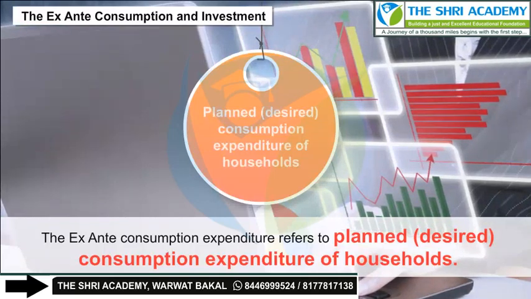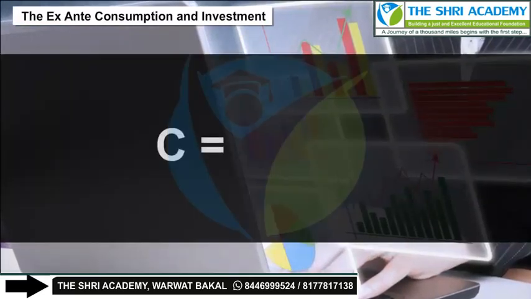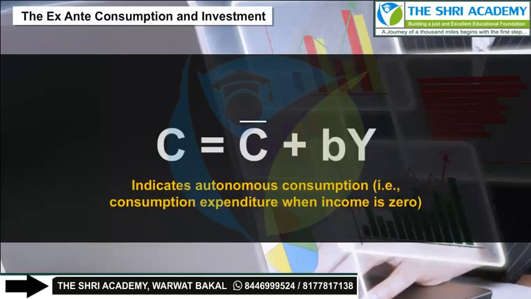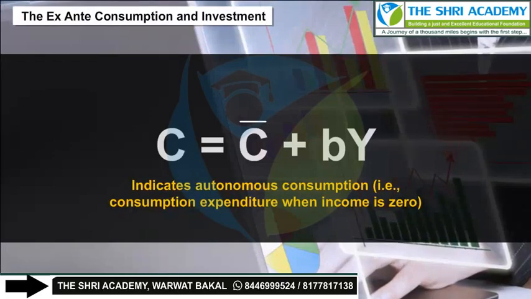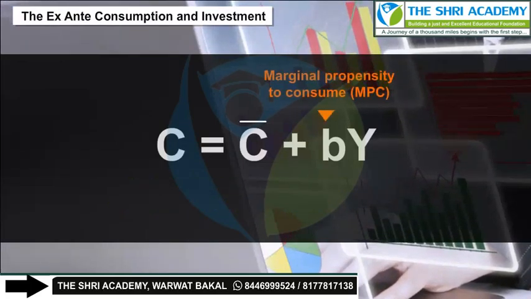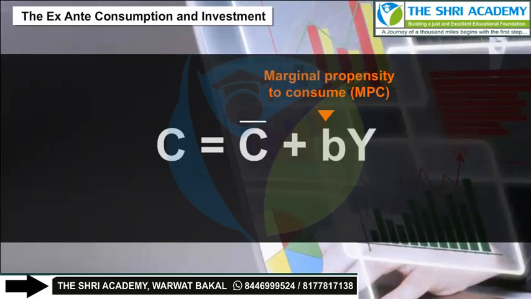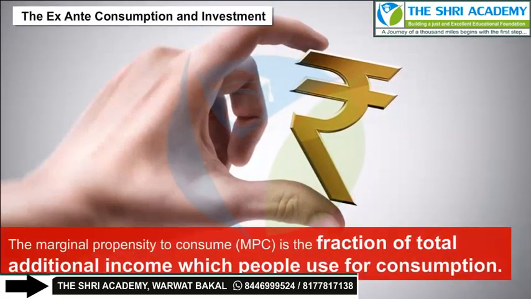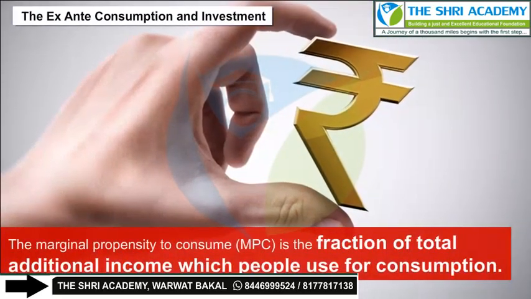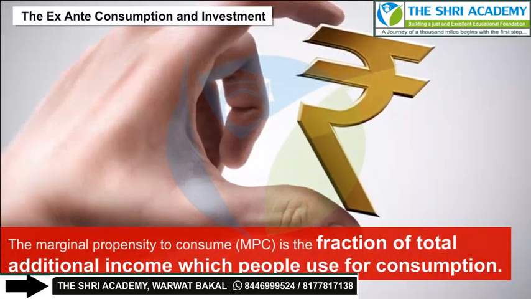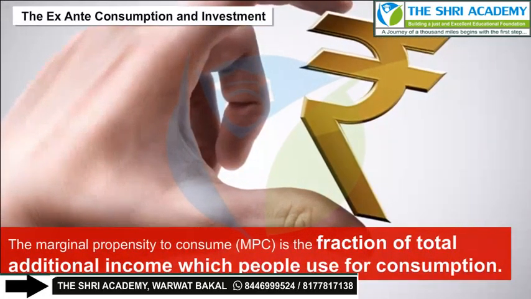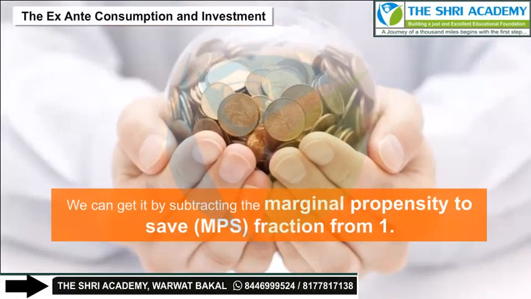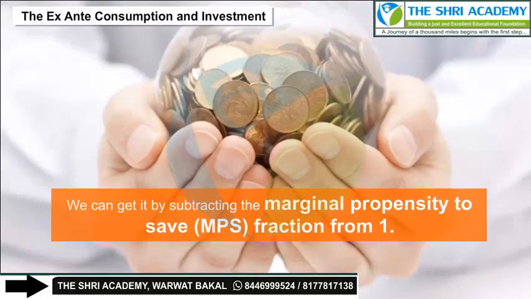The consumption function is represented by C = C̄ + BY, where C̄ indicates autonomous consumption, that is consumption expenditure when income is zero. B shows marginal propensity to consume or MPC, and Y stands for level of income. The marginal propensity to consume or MPC is the fraction of total additional income which people use for consumption. We can get it by subtracting the marginal propensity to save, MPS, fraction from 1.